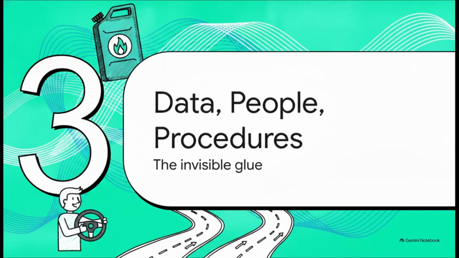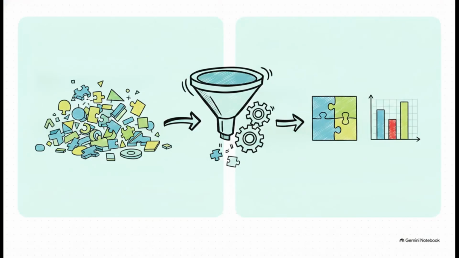All right, Section 3. Data, people, and procedures, the invisible glue. In everyday conversation, we usually use the words data and information completely interchangeably. But in IT, they are very distinct concepts. Data refers to raw, unprocessed facts. Think of the numbers 85, 92, and 78. By themselves, they don't mean anything at all. But when the system processes them and gives them context, saying, hey, these are your recent math test scores, bam, it suddenly becomes information. Information is simply data that's been processed to actually mean something.